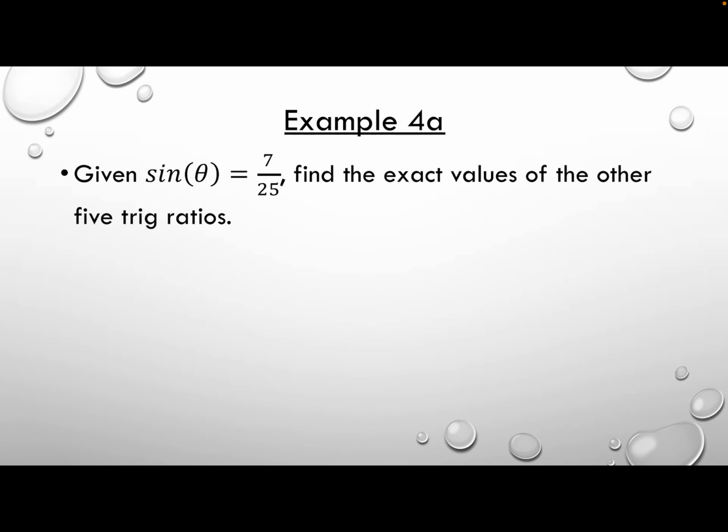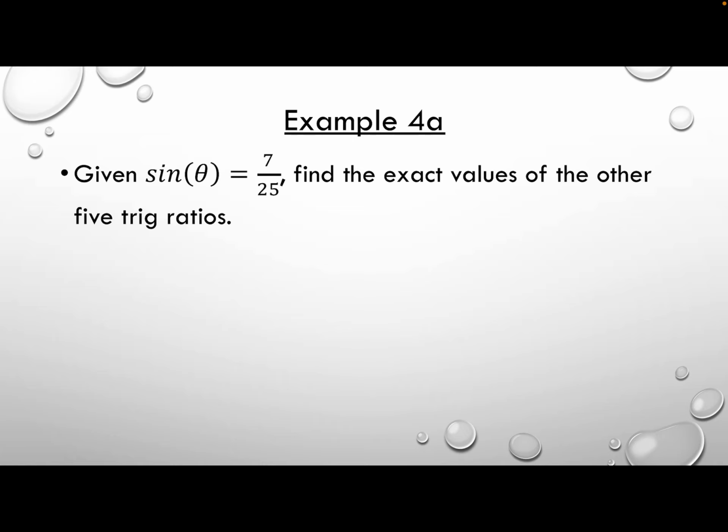One more problem. Example 4A. So this is an interesting one, unlike the previous two that we did. This time we are given one of the trig values. We're told that the sine of theta is equal to 7 over 25. And then we're told to find the values of the other ratios.